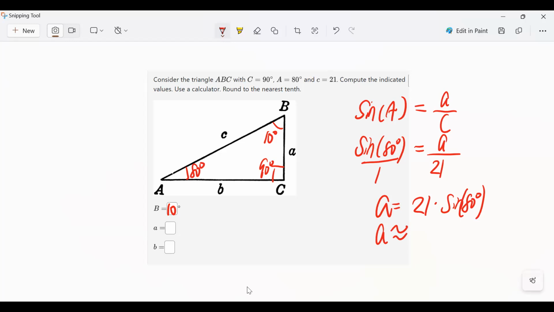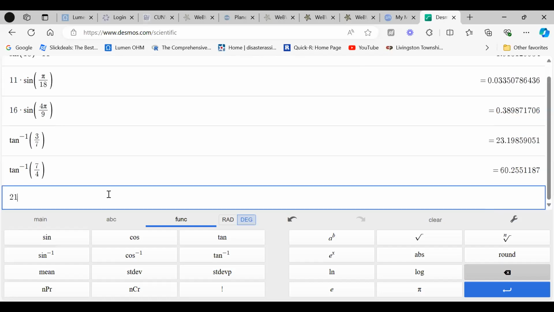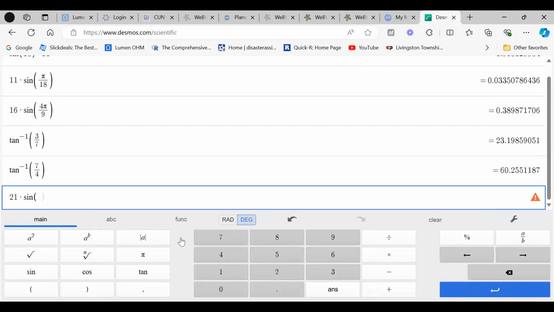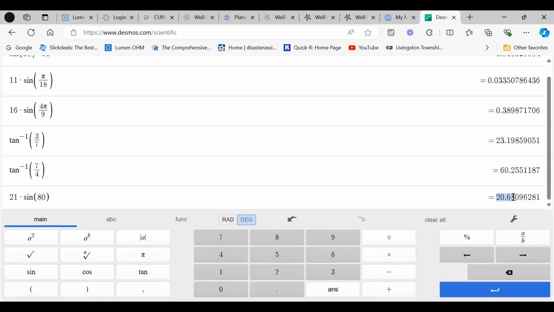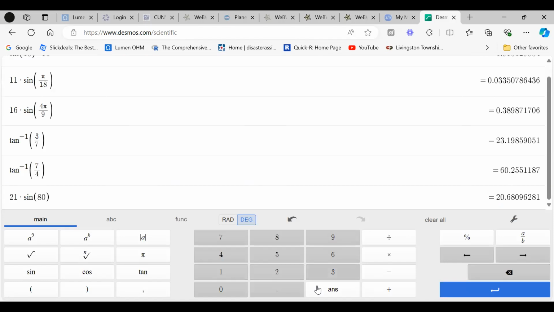Let's see what that is. We're going to use a calculator to get the result. So go back here, 21 times sine. I'm going to use degree measurement, and enter 80 degrees. And the answer is 20.7. Let me see how many decimals they want. Nearest tenth, so one decimal is good enough. So 20.7 units for A.